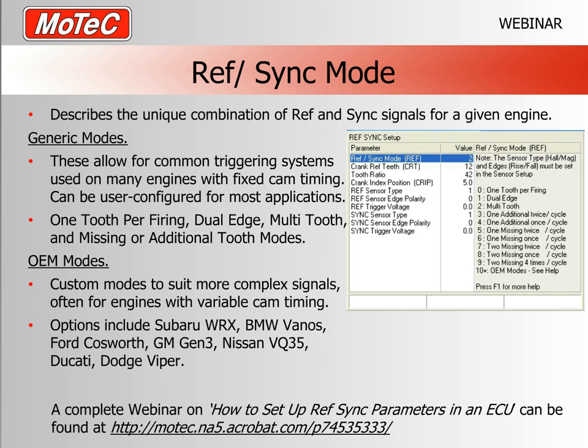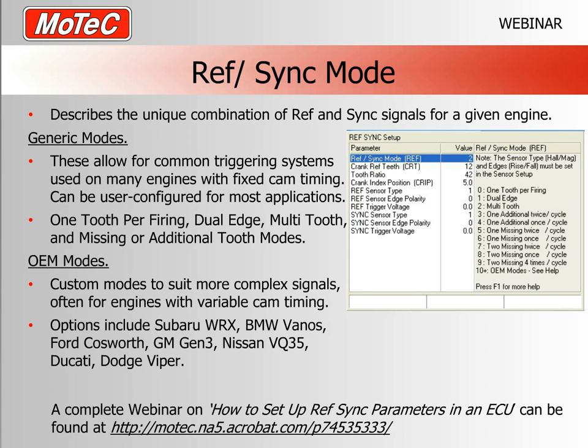Now, the next thing that is most frequently the cause of some confusion is what we call the Refsync mode. This is a combination of the ref and sig signals which describes what the actual triggering mechanism for a given engine is. Because we have to be able to, with our ECUs, cover a vast number of engine types with different triggering systems, that's why we have these Refsync modes.